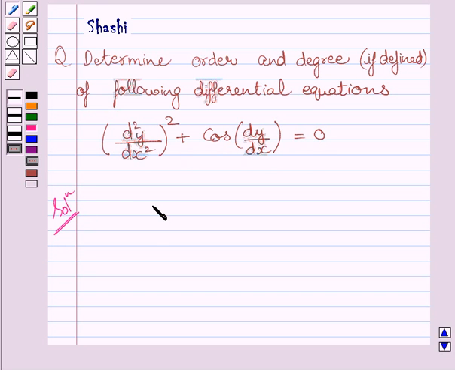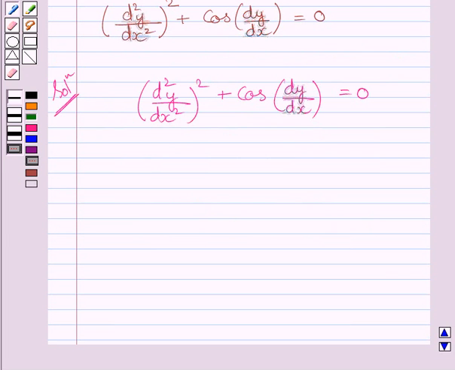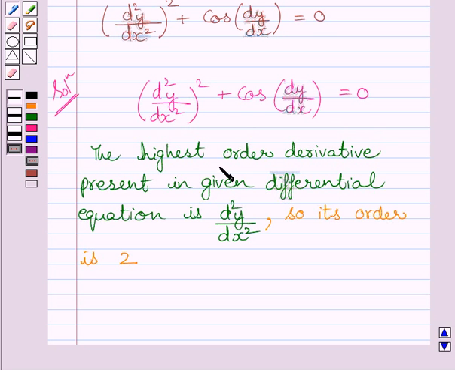First of all, let us rewrite the differential equation given in the question. It is square of d square y upon dx square plus cos dy upon dx is equal to 0. Now clearly we can see highest order derivative present in the given differential equation is d square y upon dx square. So its order is 2. So we can write the highest order derivative present in given differential equation is d square y upon dx square. So its order is 2.